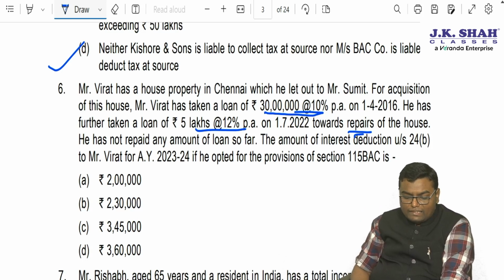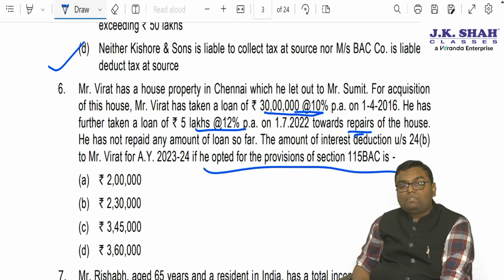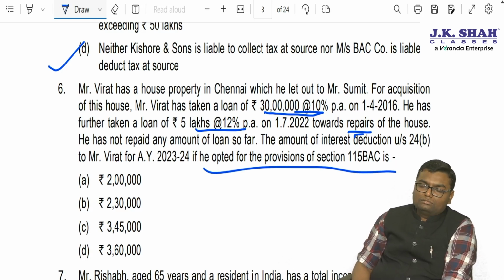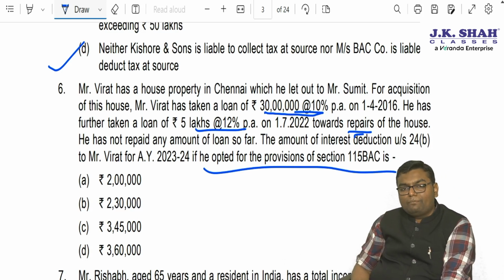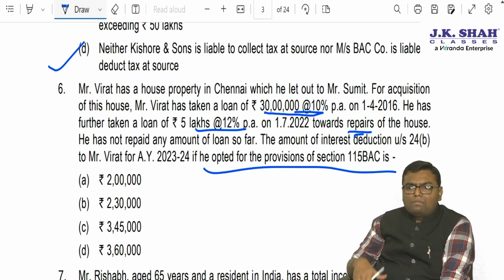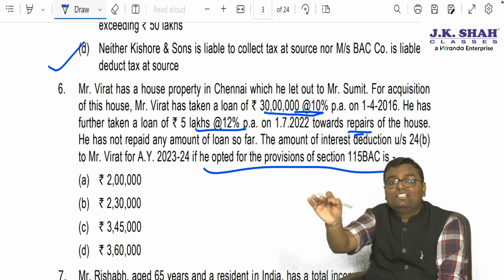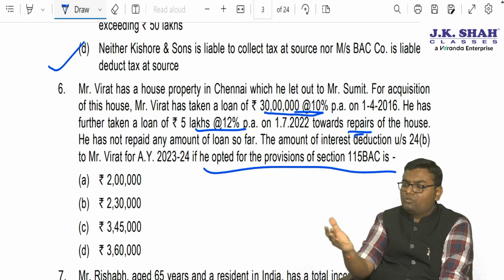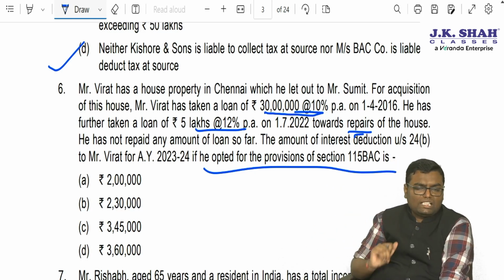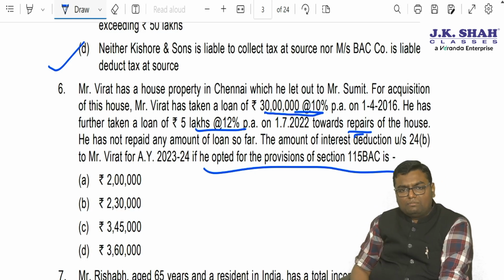The amount of interest deduction under 24 clause B, if he opted for 115 BAC. Now, to be very frank, if an individual is opting for 115 BAC, he will not get any kind of deduction for a SOP. For self-occupied property, no deduction allowed. But for let-out property, the deduction will continue as it is without any limit. It is same as per normal provision or as per 115 BAC. There is no change. So here, yes, deduction is available. As the property is a let-out property, there will be no limit on the deduction amount.